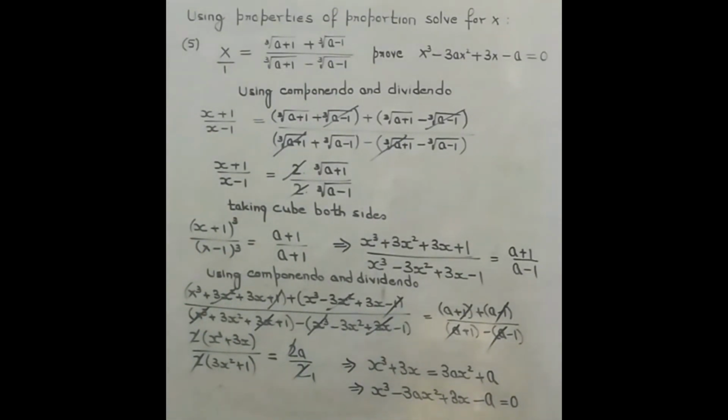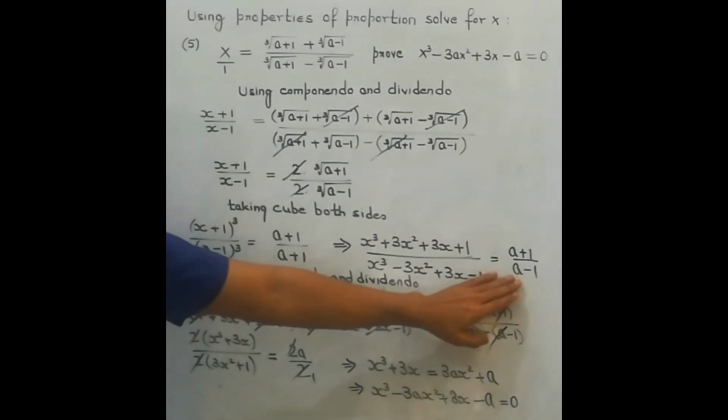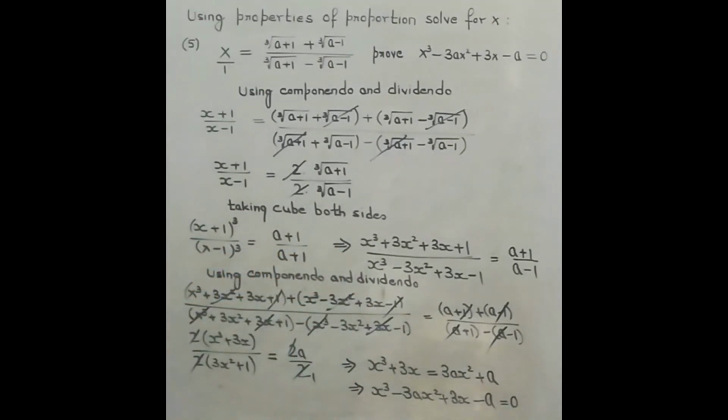So hope this is clear too. Here we have applied componendo and dividendo twice. Here we applied componendo dividendo and we reduced it and we get it in this form. But now to remove this cube root sign we have taken cube. So left side on taking cube becomes this and right side becomes this. Again it is expanded one. So we are going to apply the componendo and dividendo again, and then finally we will do the cross multiplication and get the required result. So you can pause and note down this.